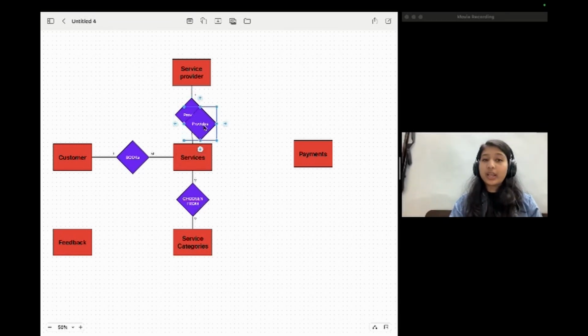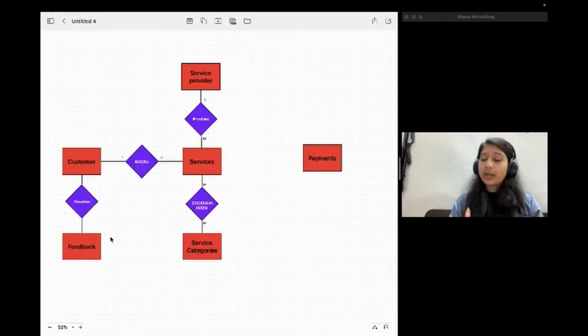So how does a customer provide feedback? A customer provides a feedback, right? So how does it form a relation here? One customer provides one feedback at a time, because a customer can't provide feedback for the salon which he or she never opted for. If he or she opted for services like cleaning, he or she will provide the feedback for services like cleaning only. So per customer, one feedback for one service or the other services. So here it should be 1 to 1.